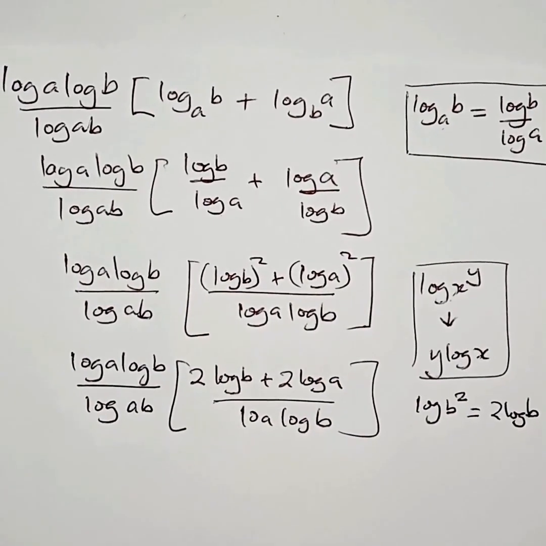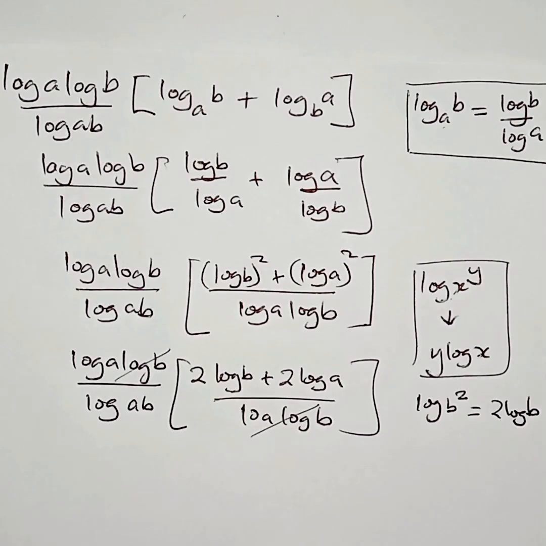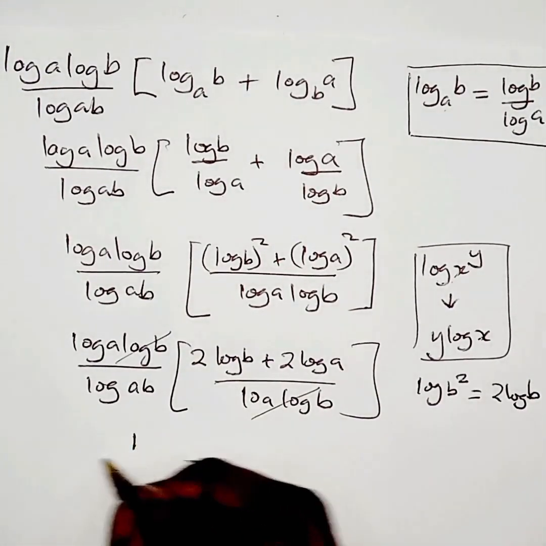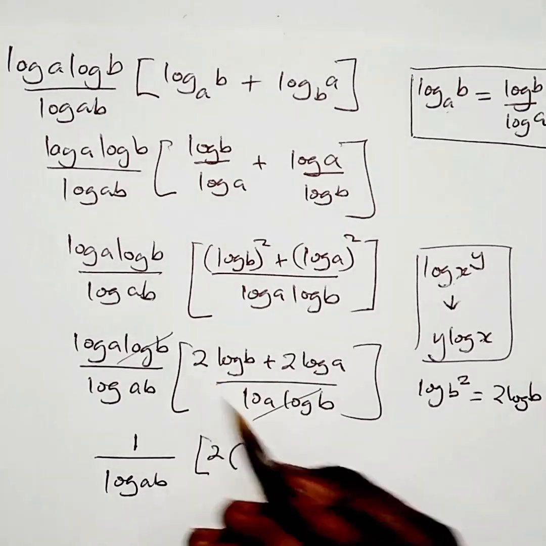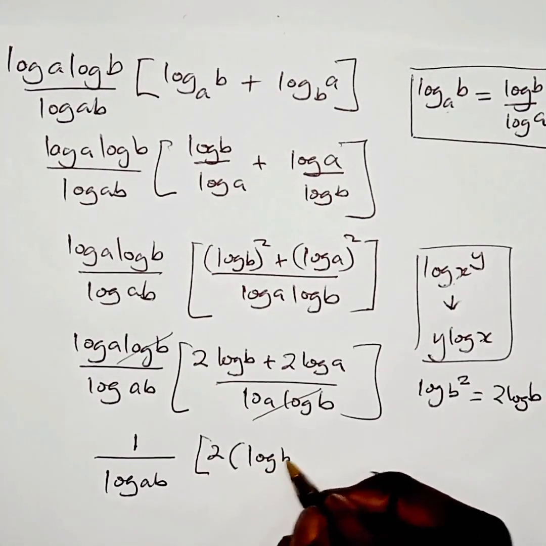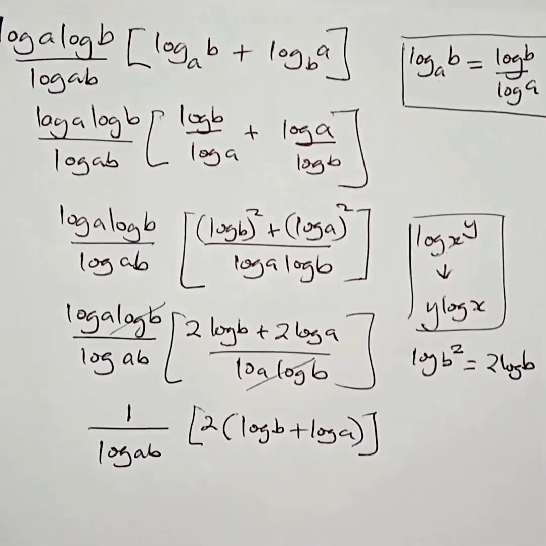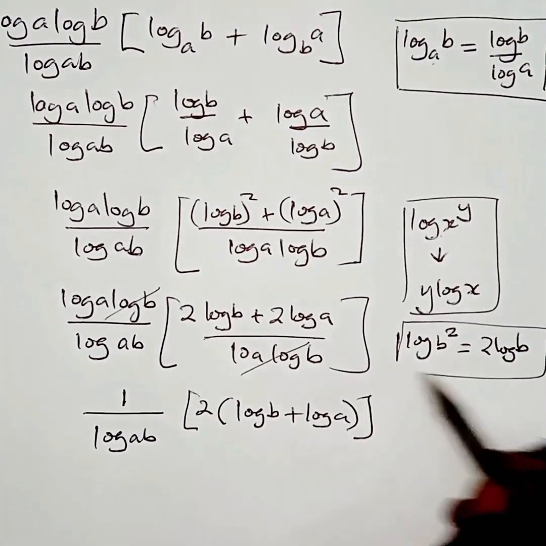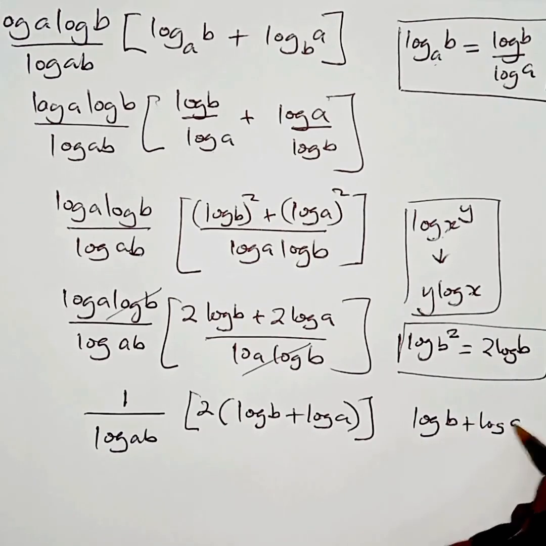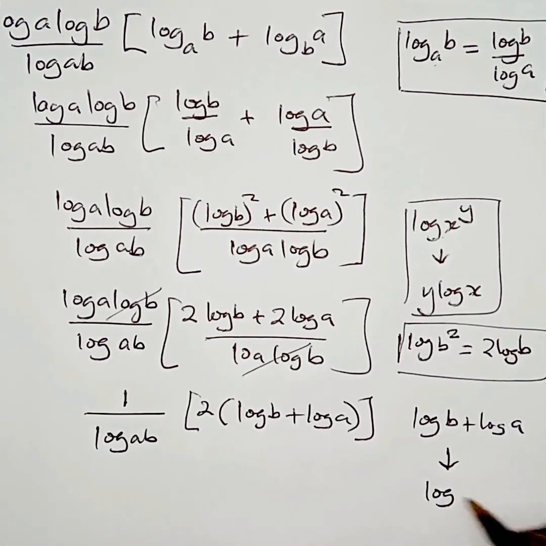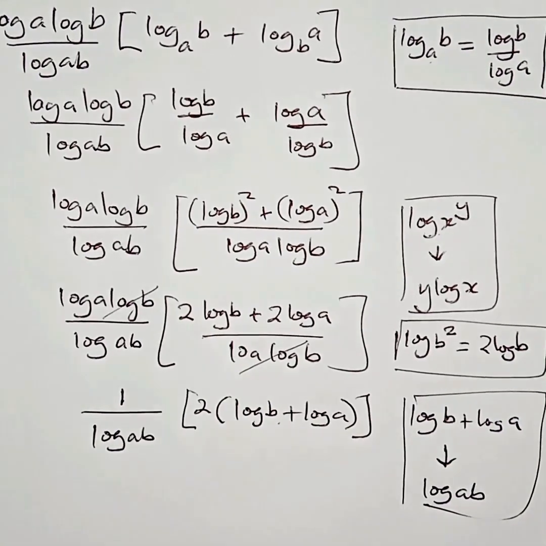All right, now let's move on with it. We are going to realize that this is going to cancel with that. So we're going to remain with 1 over log AB, and that is multiplying 2. I can factor the 2 out, and then I'll have log B plus log A. But there's yet another law of logarithms that says log B plus log A gives us log AB, like that. So we're just going to use this law onto that part in the parentheses.